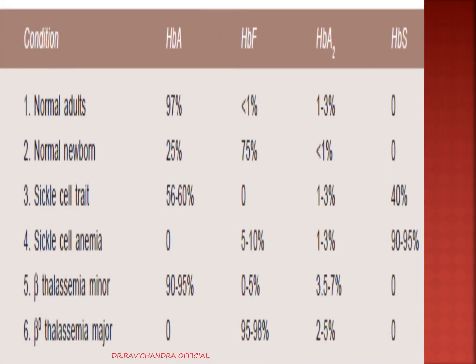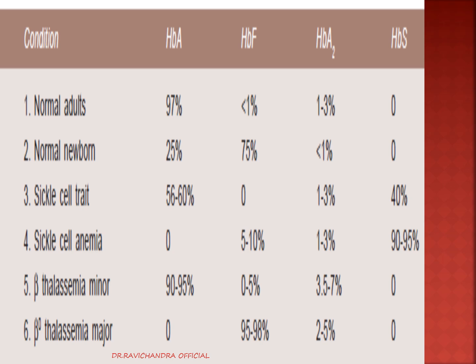So in a hemoglobin electrophoresis, when we observe various persons and patients, in a normal newborn the hemoglobin F will be more compared to hemoglobin A, and hemoglobin A2 will be minor, less than 1%, and there will be no HbS. In normal adults, it will be HbA 97% and less than 1% will be HbF. Around 1 to 3% will be HbA2 and there will be no HbS.